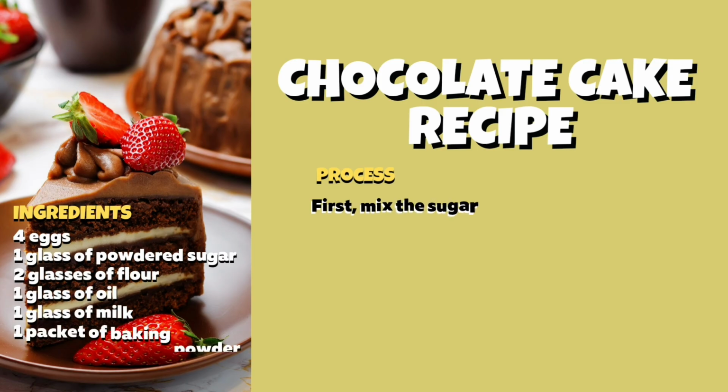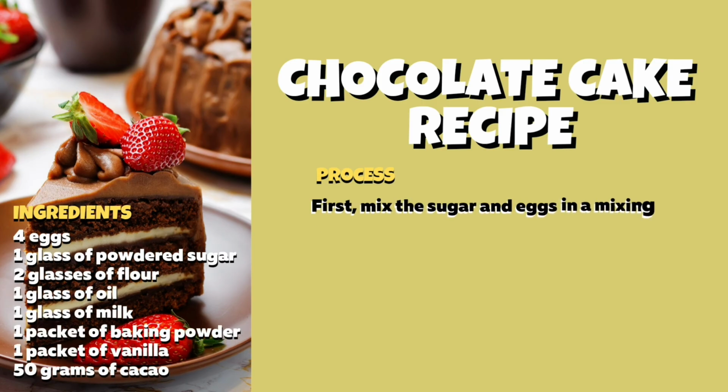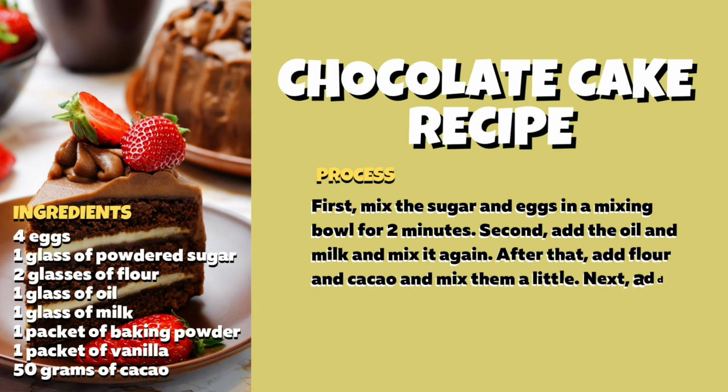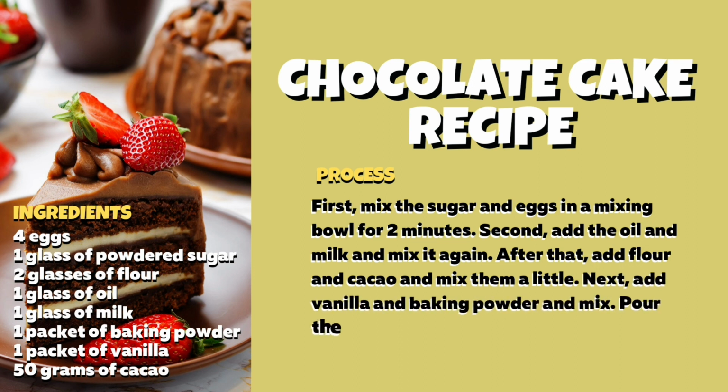Chocolate cake recipe. Ingredients: 4 eggs, 1 glass of powdered sugar, 2 glasses of flour, 1 glass of oil, 1 glass of milk, 1 packet of baking powder, 1 packet of vanilla, 50 grams of cacao.